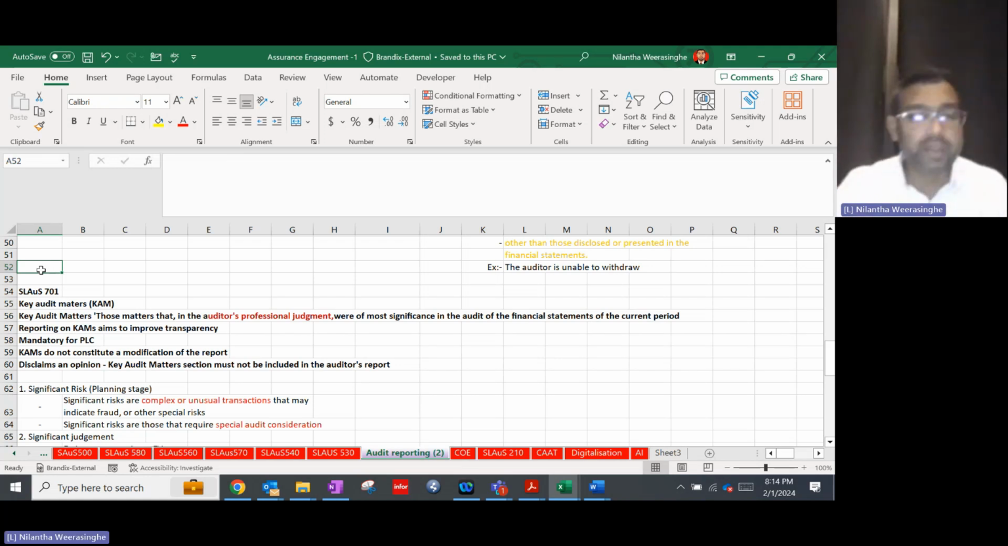To overcome that, standard developers introduced another standard called key audit matters, right? You give an unmodified opinion, that's fine. But serious problems that you are seeing, serious risk factors that you are seeing in your client, you highlight in a separate paragraph called key audit matter.